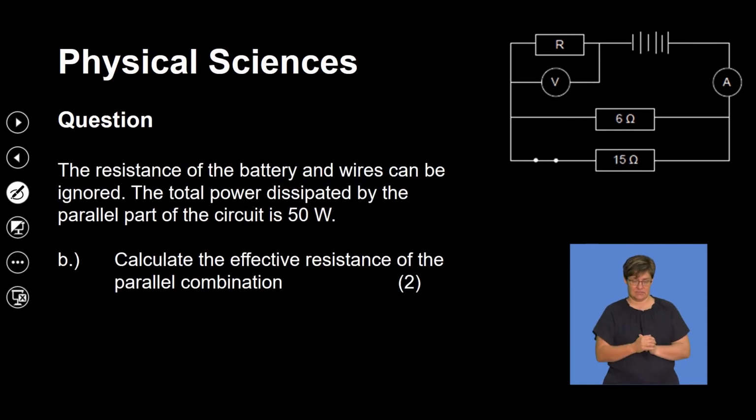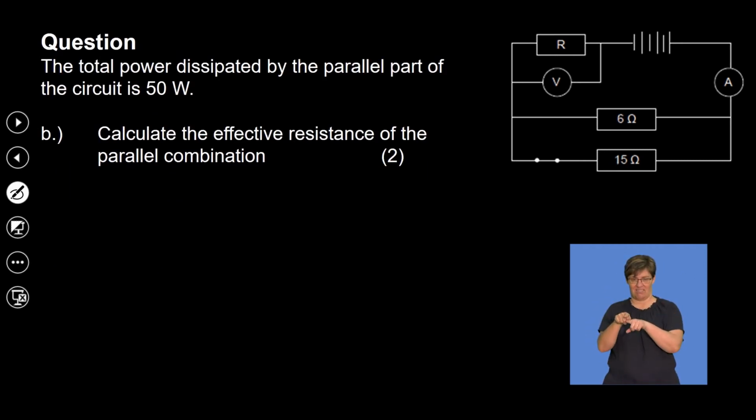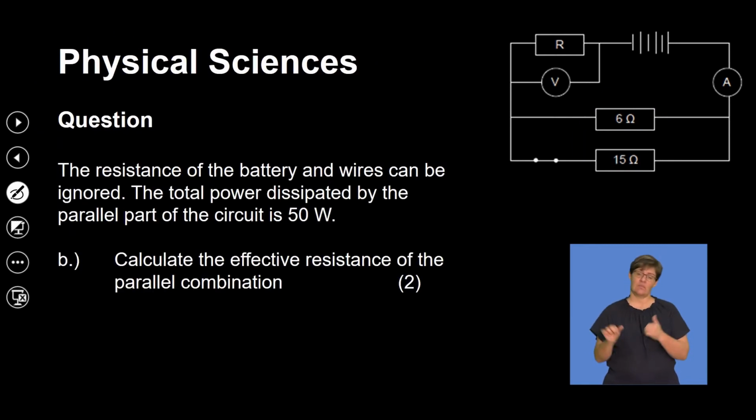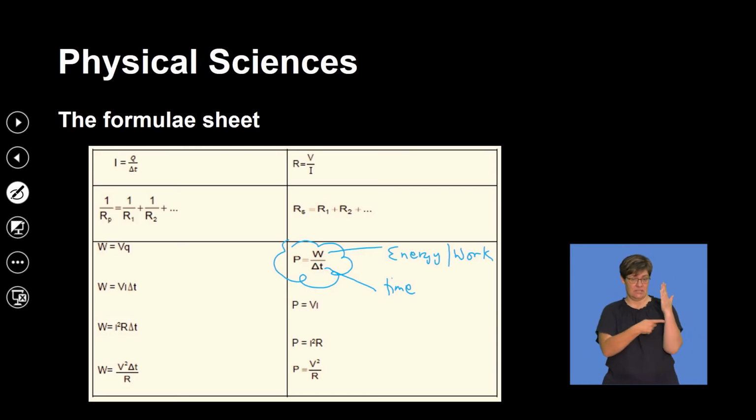Now, the resistance of the battery is ignored. The follow-up question says, calculate the effective resistance of the parallel combination. If you look at that, we are talking about these two resistors. What is their combined resistance? Again, if we go back to our data sheet, you'd realize that for a parallel circuit, this is the formula that you need to make use of.